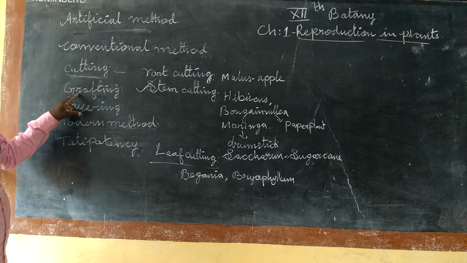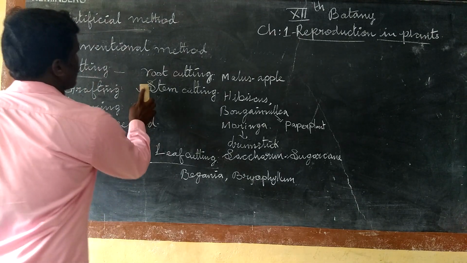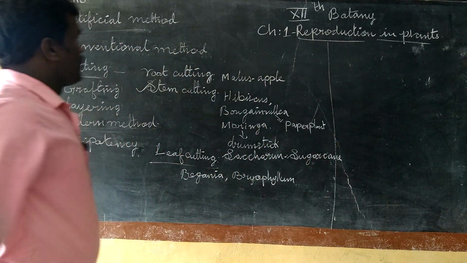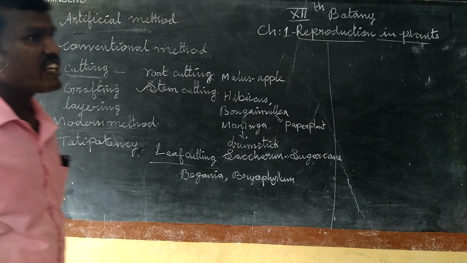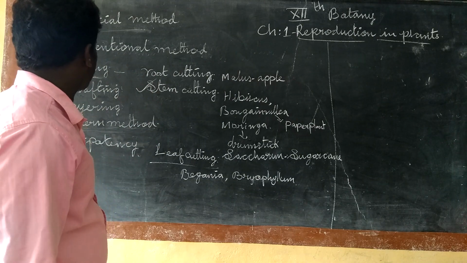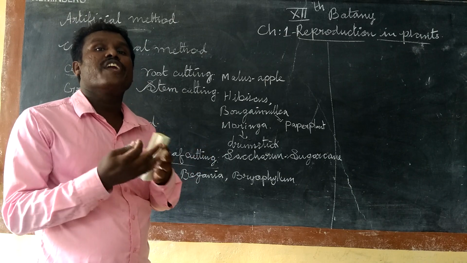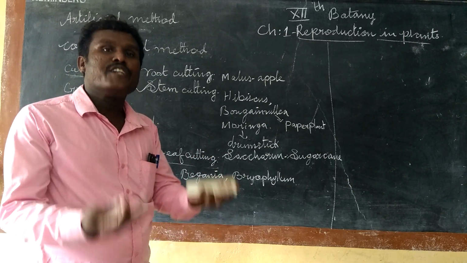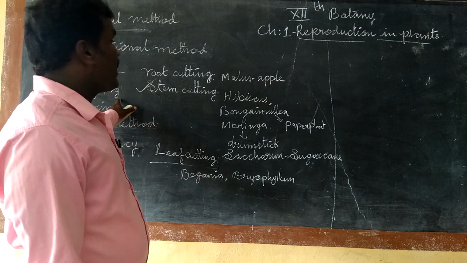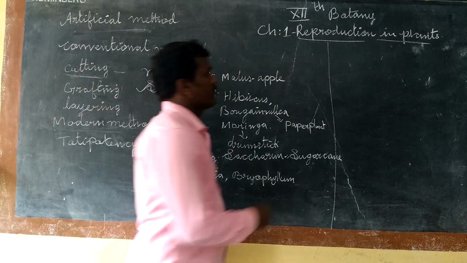Okay, next we shall discuss what grafting is. Grafting is a method of propagating plants. It is also a conventional method of propagating plants. In this, two different plants are joined together, and they continue to grow as a single plant. And the part which is in contact with the soil is called the stock.